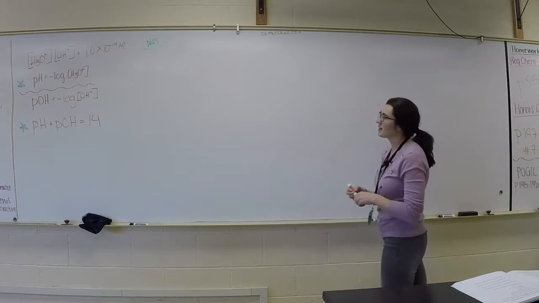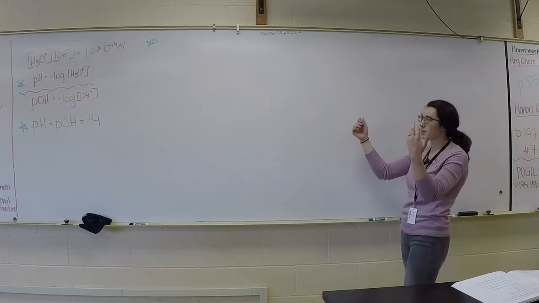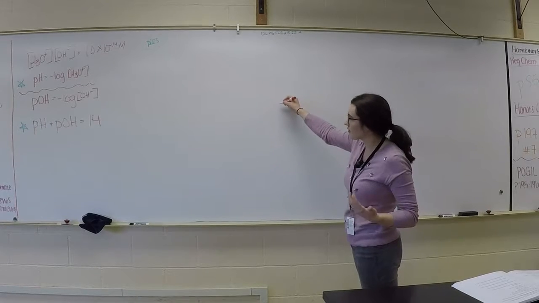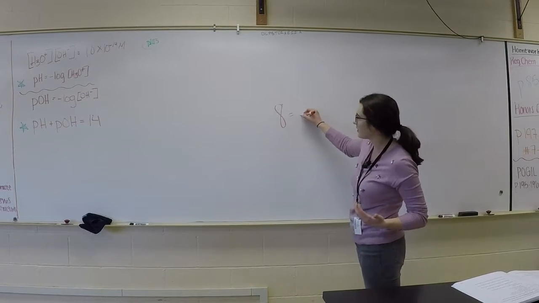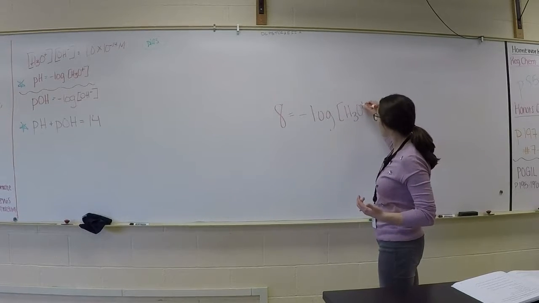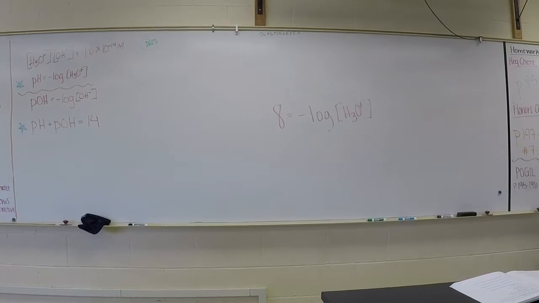So what if I gave you a pH? I said the pH is blah, blah, blah. I need you to find the hydronium concentration. So I give you a pH of like 8, and then I'm like, hey, solve for the hydronium concentration. Would you guys know how to get the negative log away from the hydronium?